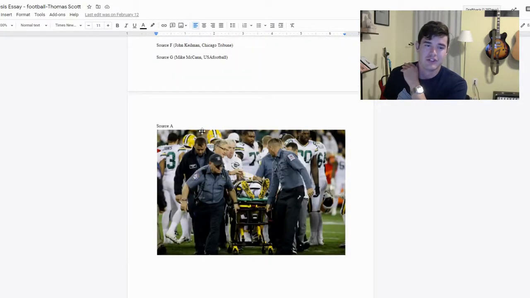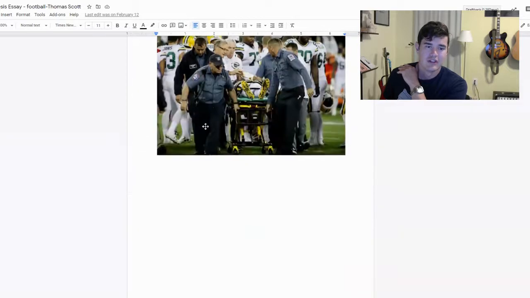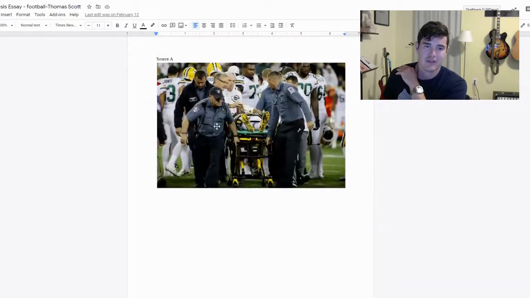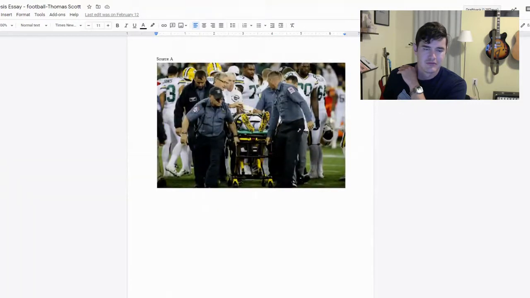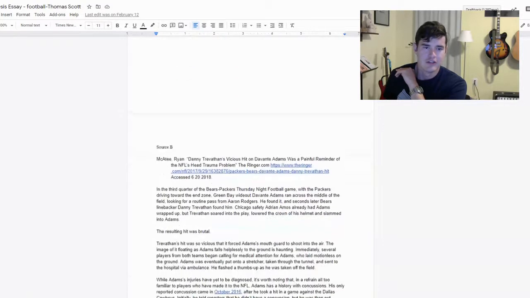Now, notice source A, Getty Images, it's just a picture, but it's applicable, right? It's a picture of a dude getting wheeled off on a stretcher. In the citation, I should have included the title, like Green Bay Packer carted off field after getting hit in the head, probably got a bad concussion, right?